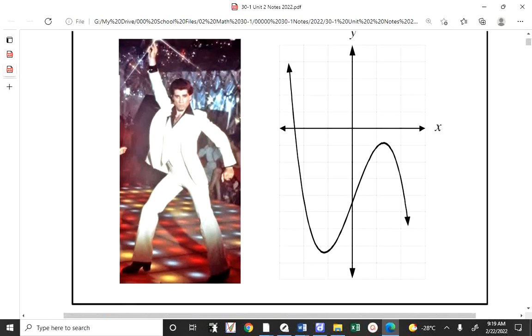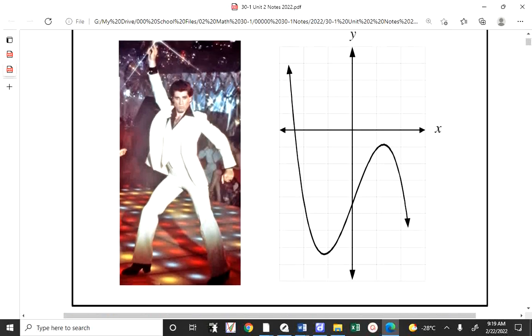Well, I hope we would all agree that the picture on the left is odd. There was a time in the late 70s where that was normal and admirable to dress like that and dance like that, which is very odd looking in retrospect.